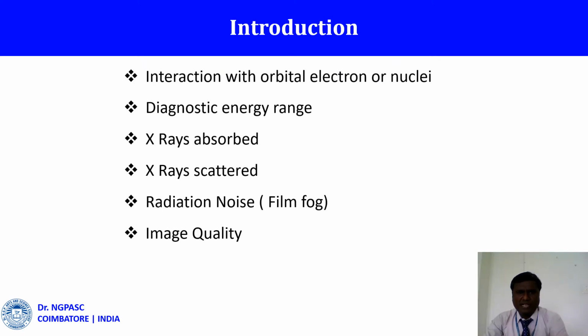When a photon interacts with an orbital electron or nuclei, the energy of the X-rays is fully absorbed or scattered. When scattered in a random direction, it will create noise. Because of this noise, the film quality will be decreased. Because of this lower image quality of the radiographic image, we cannot get the required information about the patient.